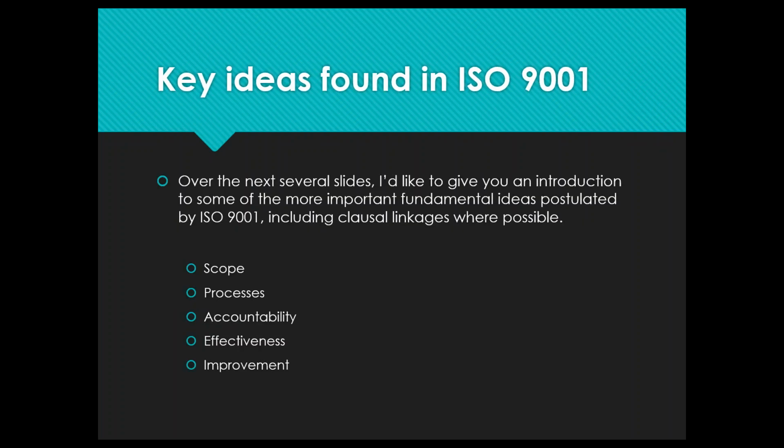Now, for the balance of my presentation, I'd like to give you an introduction to 5 central and key ideas that appear within ISO 9001. And I've tried to also provide causal linkages where possible, wanting to help you understand ISO 9001 in terms of key concepts, key ideas. So these are the 5 that I've selected: scope, processes, accountability, effectiveness, and improvement.